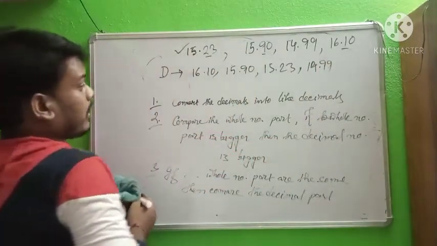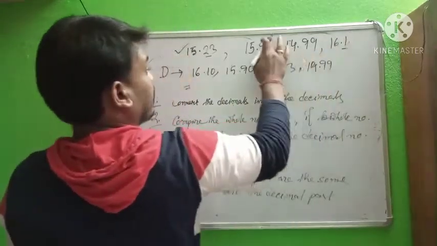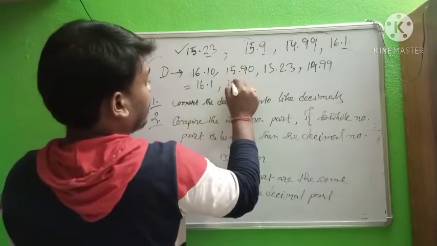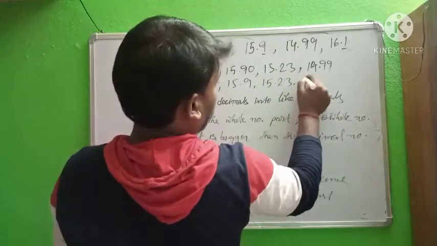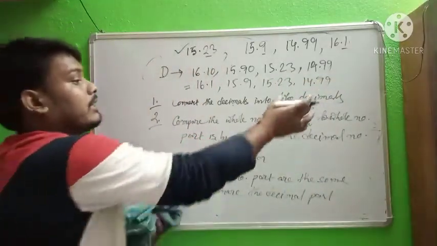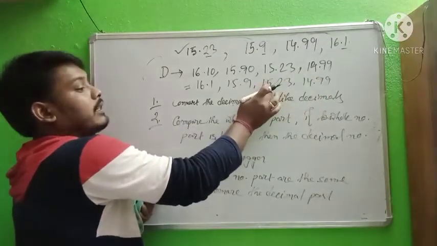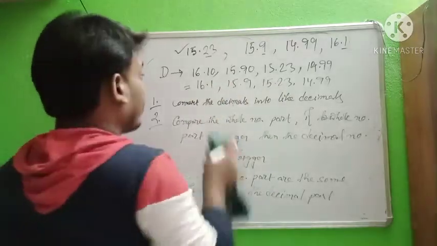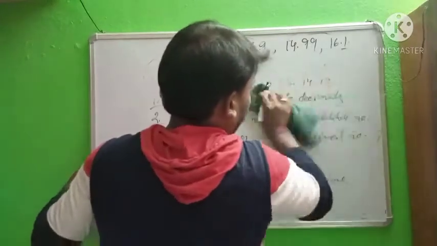Okay. So what is the answer in the question? Written as 16.1, 15.9, 15.23, 14.99. It is descending order. For ascending order, first write 14.99, then 15.23, 15.9, 16.1. And there is another process, I think it is easier.